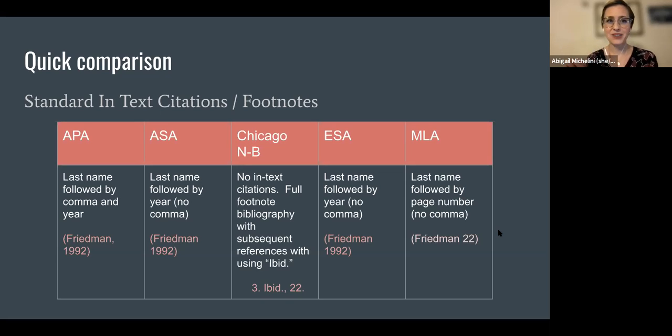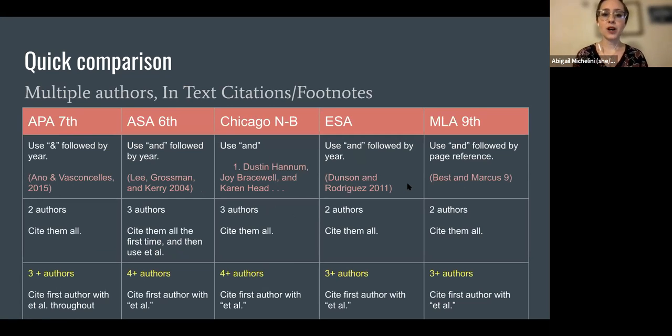What page are you talking about so I can look it up? Not what year was it written, because that doesn't matter quite as much. Remember, they're front loading the information that's most important in that discipline. Okay. Multiple authors. These are those rules with the et al.